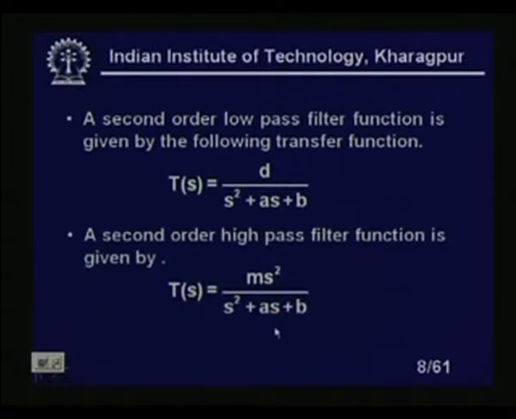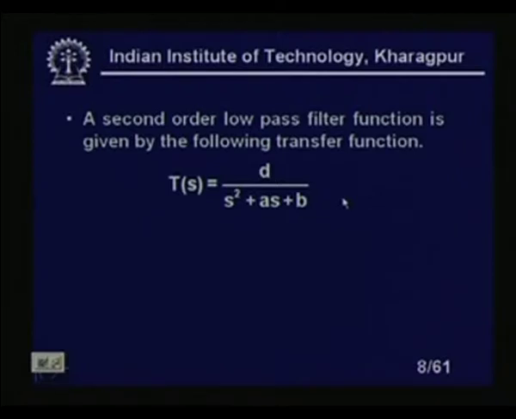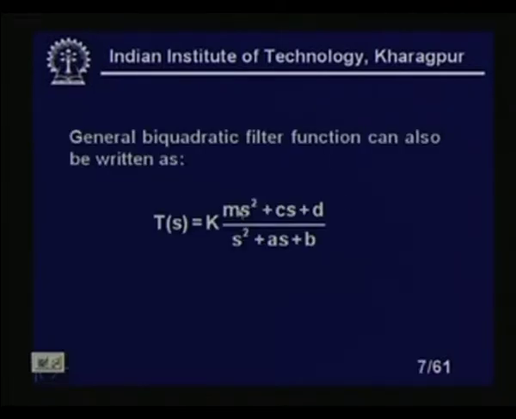A second order high pass filter function is given by T(s) equal to m s squared upon s square plus a s plus b. So, you can see that if I make m and c 0, because if you look at the generalized function, I will get a low pass function. If I make c and d 0, then I will get a high pass function, is not it.